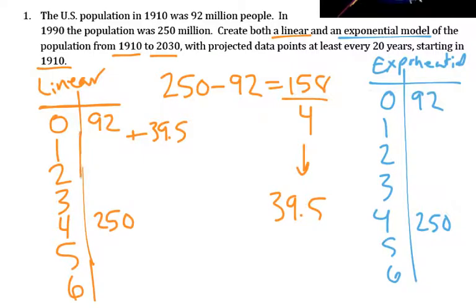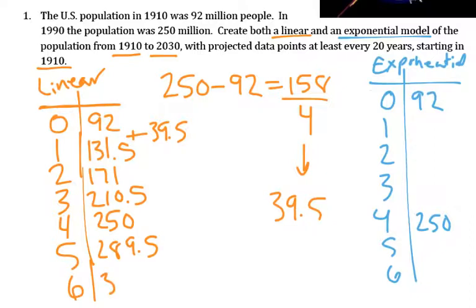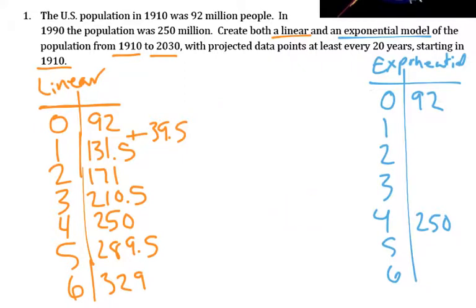So then we'd have 131.5 here, then 171, then 210.5 million, then 250, then 289.5 million, and then 329 million. Okay, so there's our linear model. Now, these are really big numbers, so honestly, the best thing for us to do is to graph it. Using our graphing calculators, this is where technology comes in pretty handy. But let's do the exponential first.